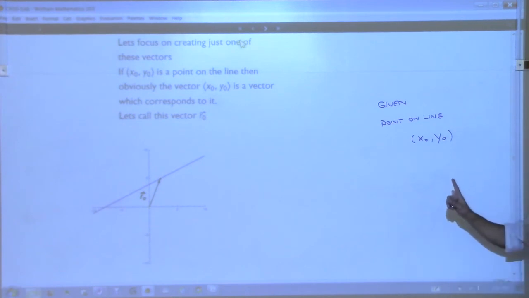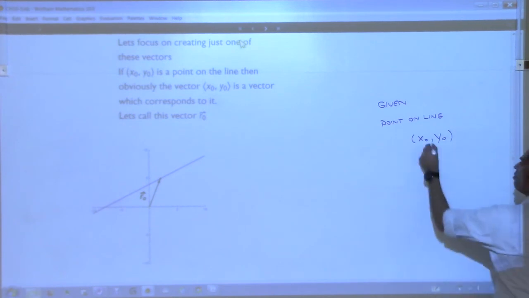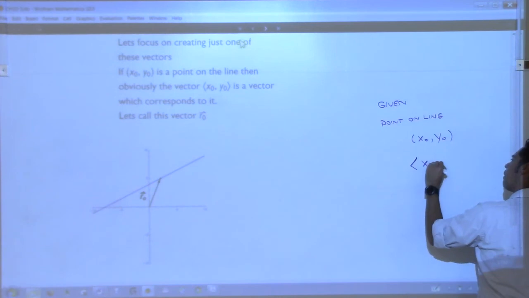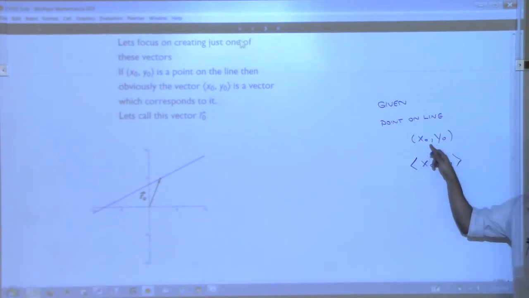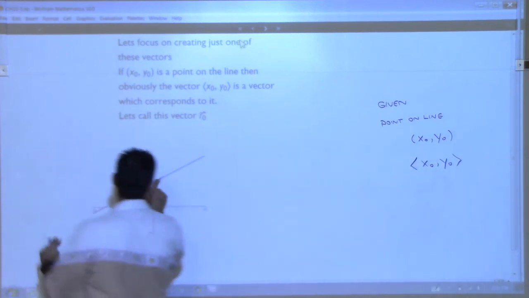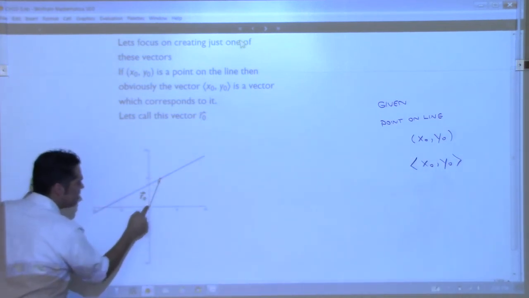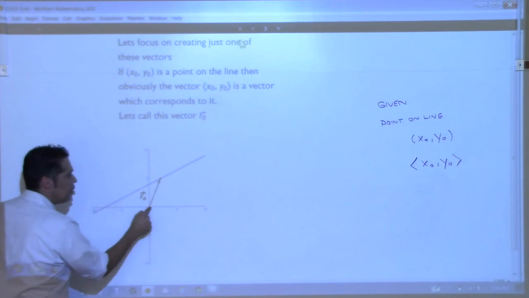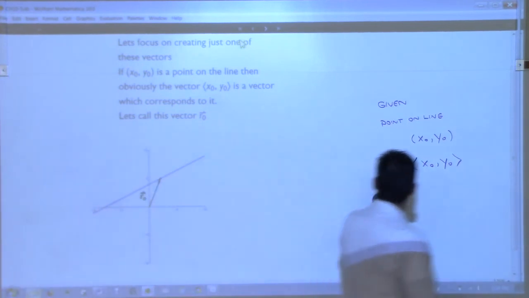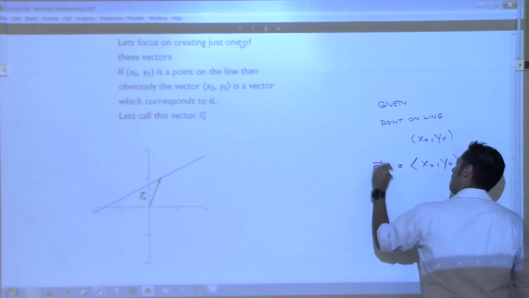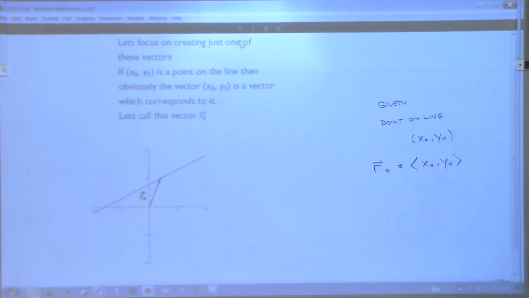Then first of all, if I convert this to a vector, then that vector definitely points to that point, doesn't it? That's the point x naught, y naught, but this is the vector that goes from the origin there, right? So that vector points to that point. And I'm going to call that r naught.